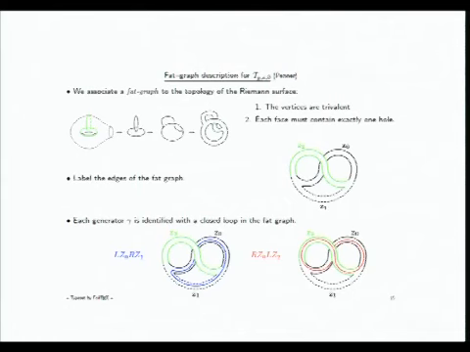Now, each geodesic, or each generator in the Fuchsian group, what is it? It is a closed loop in the Riemann surface. Closed loops in the Riemann surface become closed loops in the fat graph. And what you do is you follow the loop in the fat graph, and you take notice of which edges you go through.